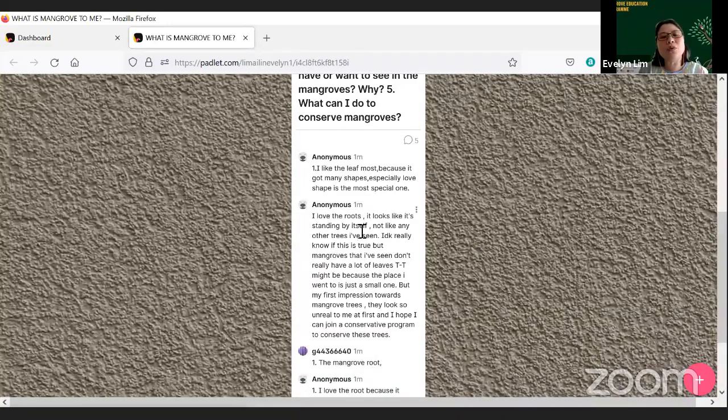For the rest, I love the roots. It looks like it's standing by itself, not like other trees I've seen. I don't really know if it is true, but mangroves that I've seen don't really have a lot of leaves. It might be because the place I went to is just a small one. But my first impression towards mangrove trees, they look so unreal to me at first. And I hope I can join a conservation program. Okay, it's very interesting. Okay, we'll come back, yeah?